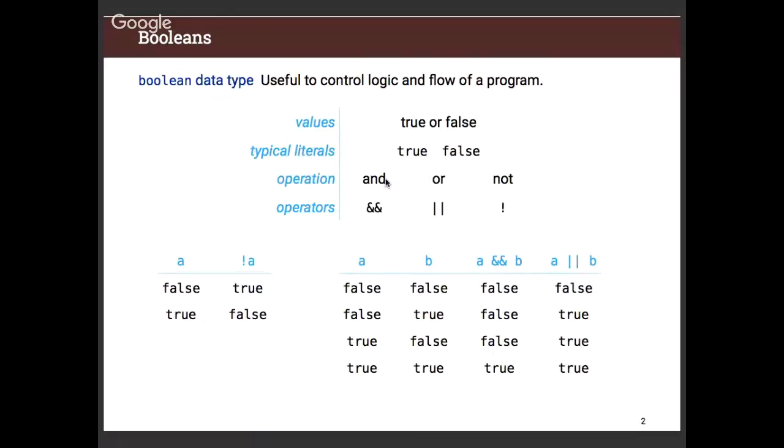There are a couple of operations on booleans. For integers, we have plus, minus, divide, remainder, and multiplication. For booleans, we have these three operations: and, or, and not. We don't write the words; we write double ampersand for and, double bar for or, and an exclamation mark for not. If some variable a contains false, then not a will be true, and if it's true, it will be false.